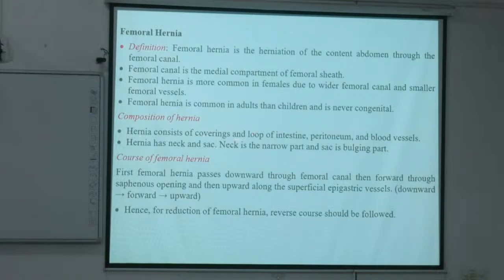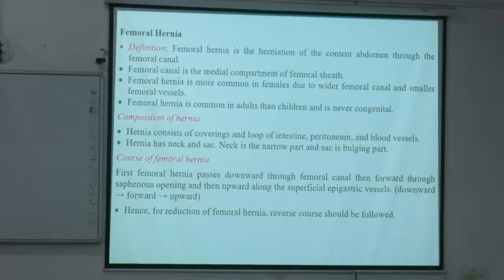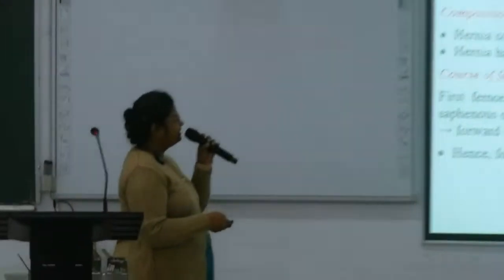Hernia consists of coverings and loops of intestine, peritoneum and blood vessels. Hernia has a neck and a sac. The neck is the narrow part and the sac is the bulging part. What is the course of the hernia? How does it come out? First, the hernia passes downward through the femoral canal, then forward through the saphenous opening, then pushes upward along the superficial epigastric vessels.